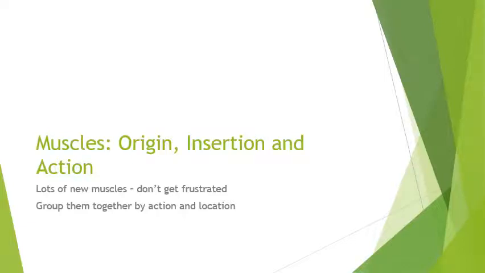All right, so now we get into muscle origin, insertion, and action. When we're looking at the forearm, wrist, and hand, there are a lot of new muscles. However, the thing I'm going to point out is don't get frustrated. One of the biggest things is to group them together by action and location.